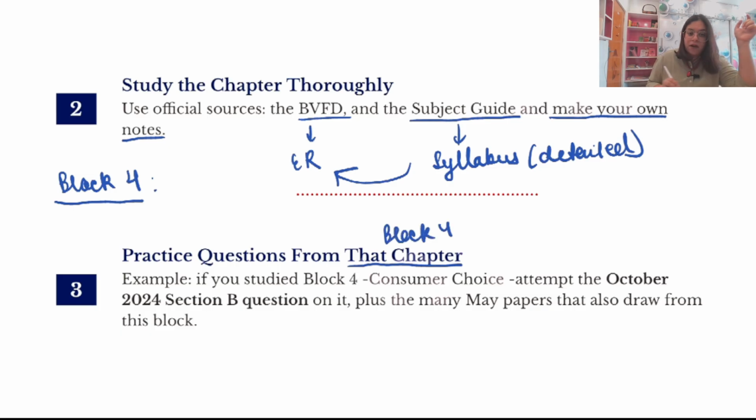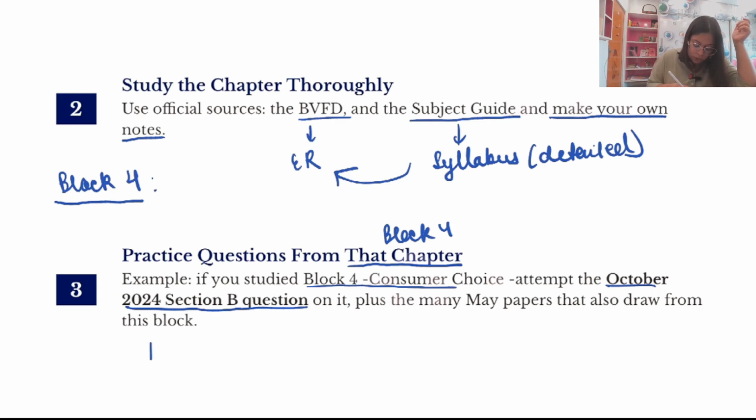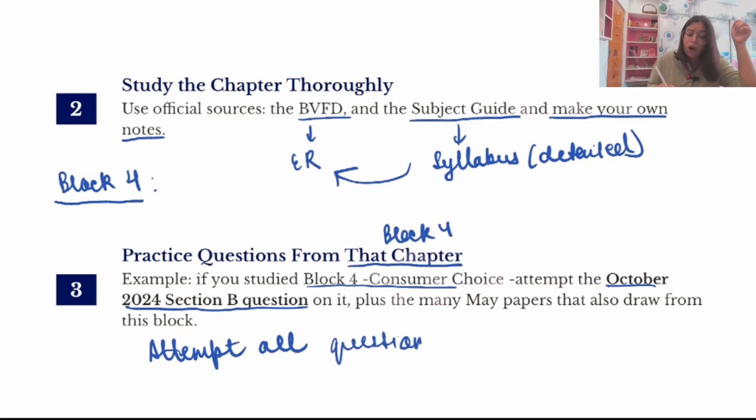So, for example, I've written if you have chosen block 4, you can attempt the October 2024 Section B question. And even a lot of May exams have questions from this block. Attempt all questions of block 4. You can also use the back questions of BVFD. I also have some practice questions. You can email me, I'll be more than happy to send it across. Attempt all questions of that block.